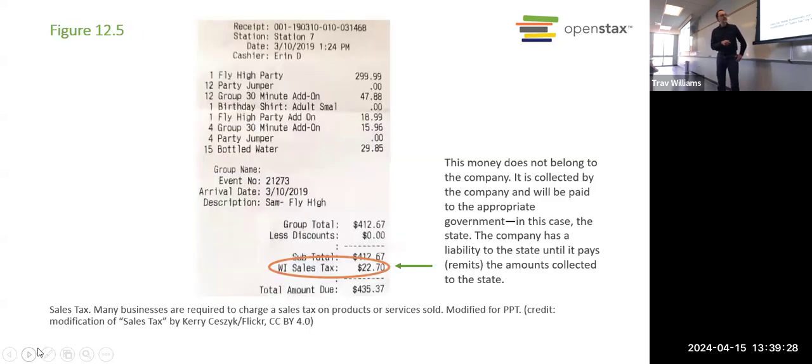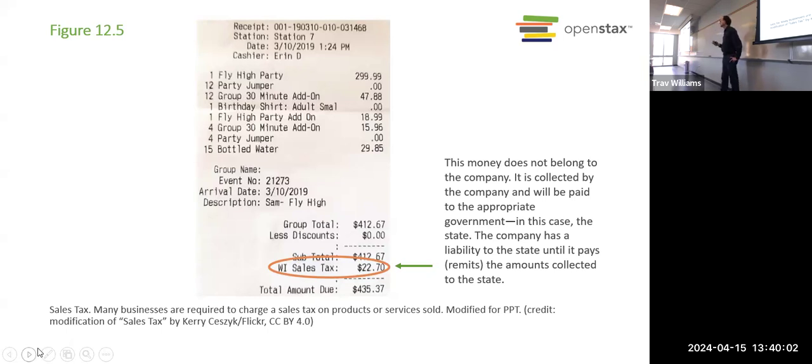Right, oh, here's a receipt. We can see somebody, looks like they had a party. They bought all these party products and services. And some of those maybe weren't taxable and some were. But overall, their bill was $400 and change. Wisconsin sales tax, I guess this happened in Wisconsin, came out to $22.70, and so that's the total that they had to pay, right? So if you look on your receipts, you'll see the same thing.